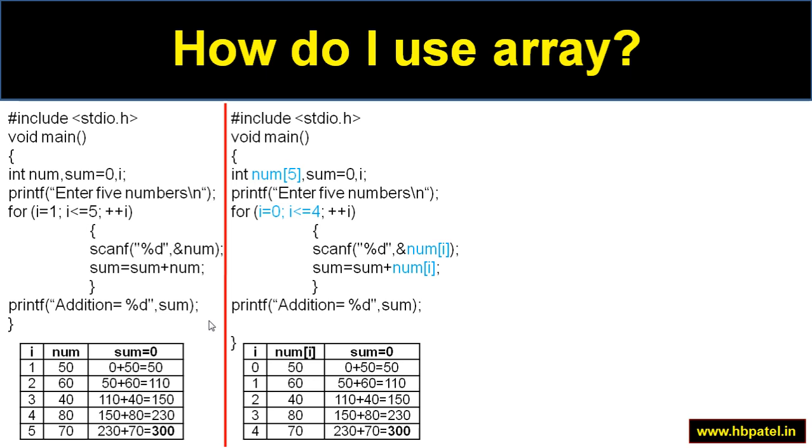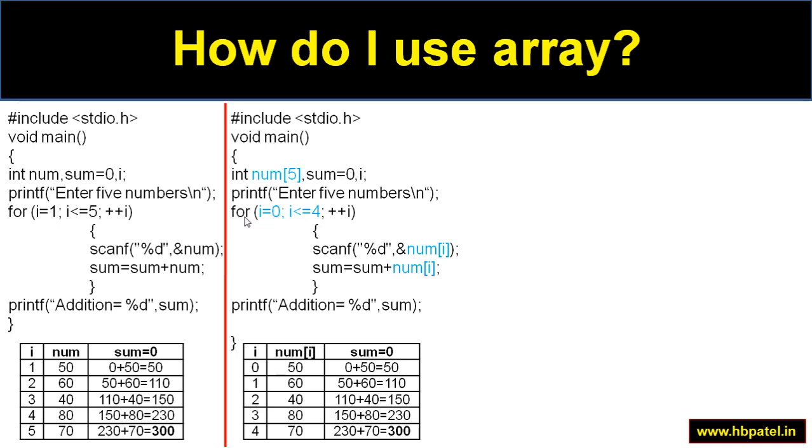So let us try to identify the differences. Over here, in the previous case we had only one variable. It was a simple variable num. In this case, now we are declaring an array. So int num[5]. This is not a single variable. It is a group of elements having 5 different numbers: num0, num1, num2, num3, num4. And then of course the other things are the same.